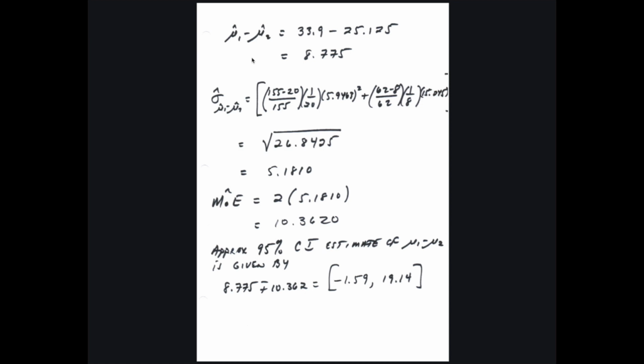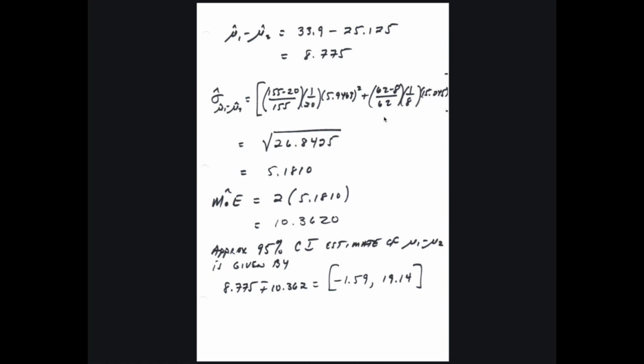Our point estimate for the difference between the means of strata 1 and 2 is mu hat 1 minus mu hat 2, 33.9 minus 25.125. That gives us an estimated difference of 8.775. Then we have to calculate the estimated standard error of that point estimator.